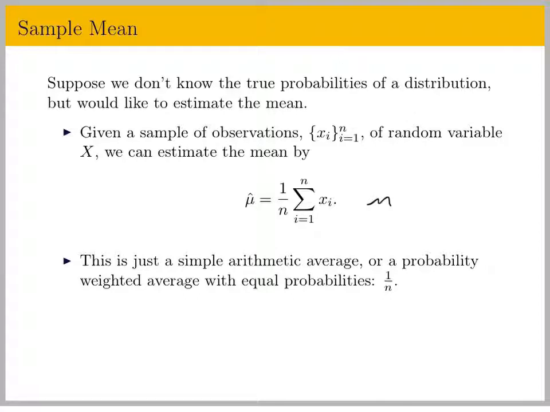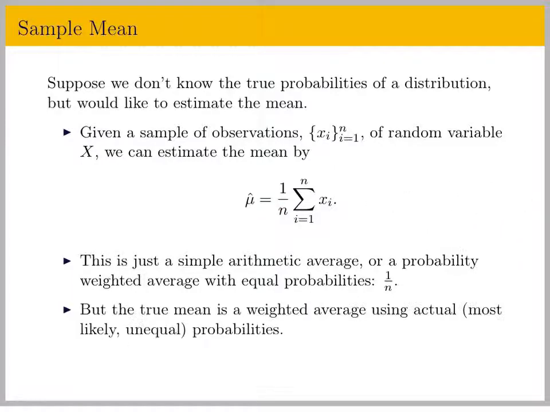Recall that the true mean, mu, is equal to the sum, if this is a discrete random variable, of all possible values, x, in that calligraphic set X. So little x times its probability. And what we're doing is saying, well, let's suppose that our set is just comprised of our n realizations that we have here. And instead of weighting by some unknown set of probabilities, we're just going to give them equal weights.